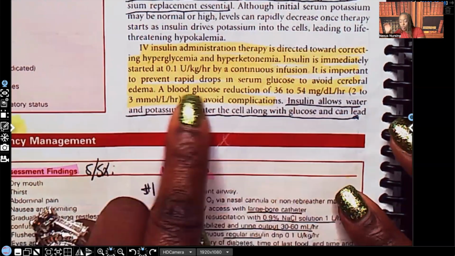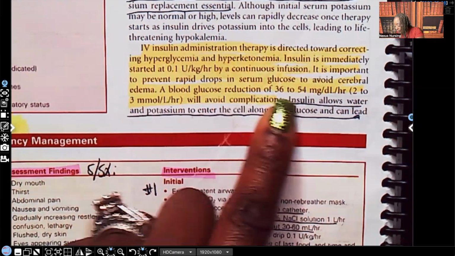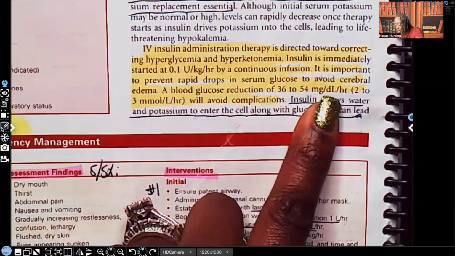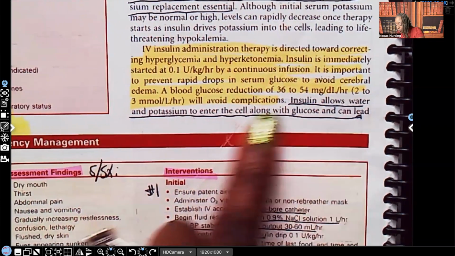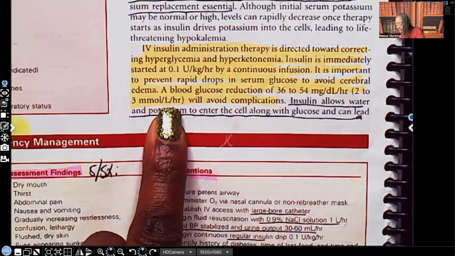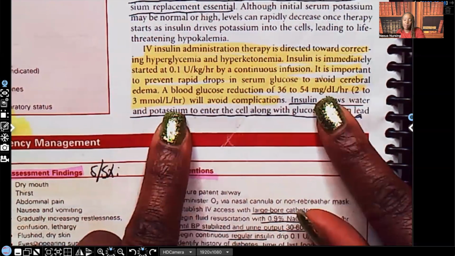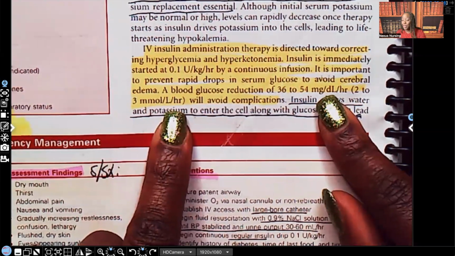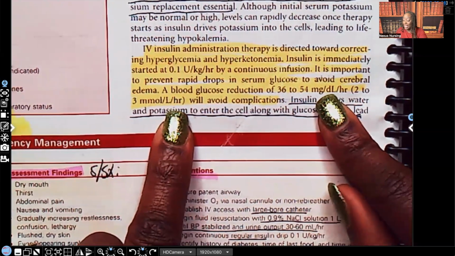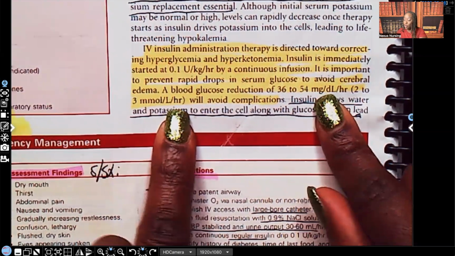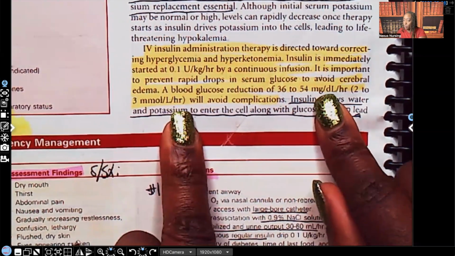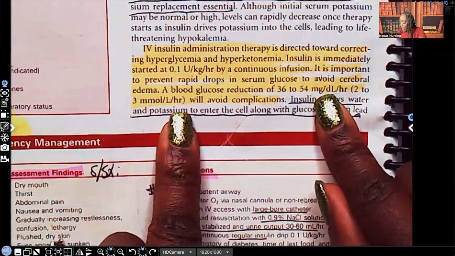A blood glucose reduction of 36 to 54 milligrams per deciliter per hour, 2 to 3 mmol per liter per hour will avoid these complications. These numbers, guys, I've never seen it on the test. I'm not saying you don't have to know it. I'm just saying I've never seen it as a test question. So if you're like me and you're not really good with numbers, don't beat yourself up about it, okay?